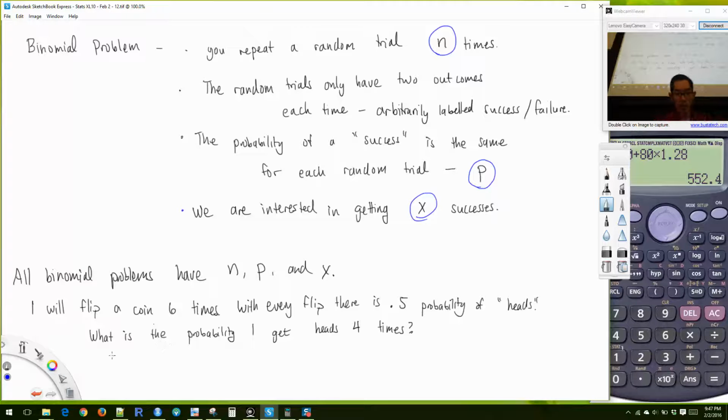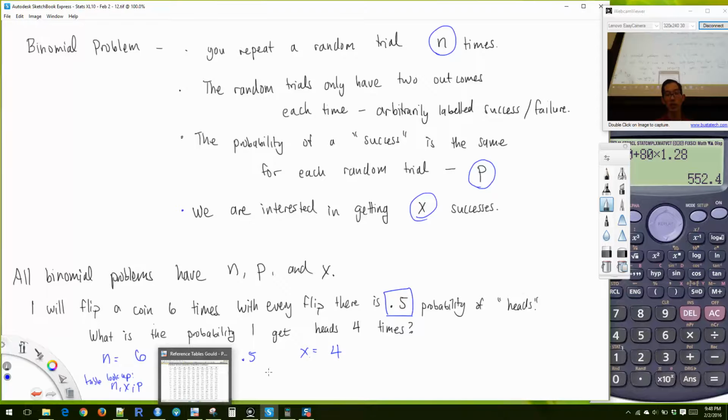All right. So in our case, we need to find N, we need to find P, and we need to find X. So what is N? It's the number of times I'm repeating the trial. 6. Okay, I'm flipping the coin 6 times. What is P? It's the probability of a success. 0.5. Okay, every time I flip the coin, I've got a 0.5 probability. And what is X? I'm interested in getting 4 successes. So X is 4. Okay, so N is 6, P is 0.5, X is 4. So when we go to the table, we look it up in the order N, X, then P. Okay, so this is table lookup. For table lookup, you go in the order N, X, and P. So I've got N is 6, X is 4, and P is 0.5.